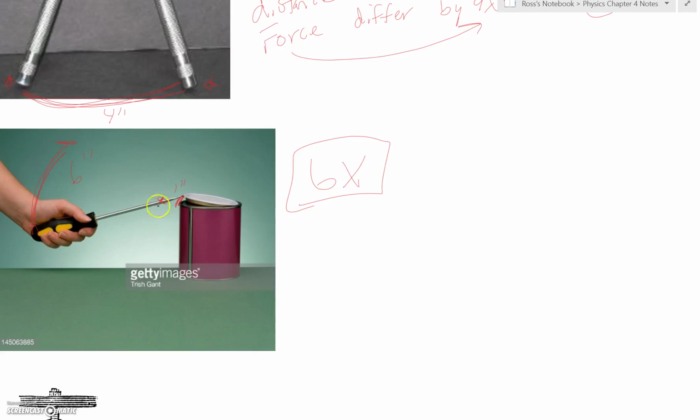We want to hold the screwdriver as far back as possible, all the way back here, because that gives us the biggest range of motion possible. And the bigger the range of motion, the greater the distance, the less force we need to apply.